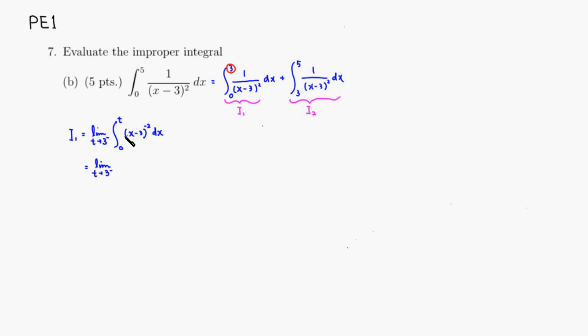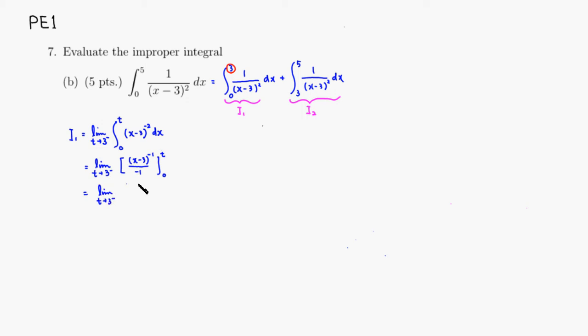The antiderivative of that would be: we have x minus 3, add 1 to the power, which is negative 1, and divide by that power, so it's negative 1, going from 0 to t. We can do this because the derivative of x minus 3 is just going to be 1. Then plug in t and plug in 0, with the limit as t approaches 3 from the left.